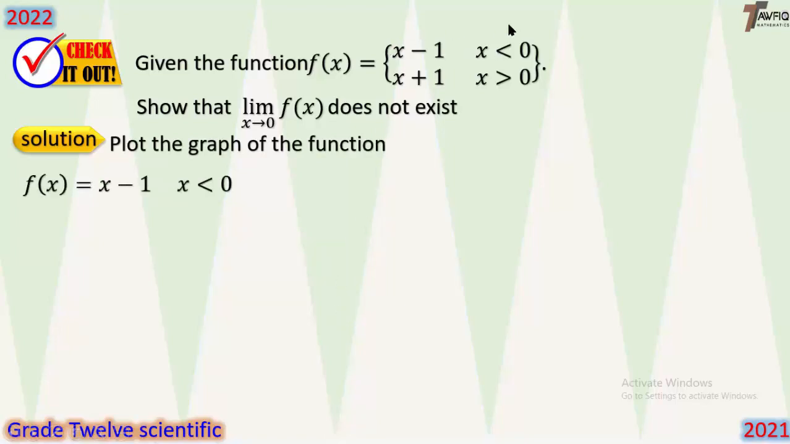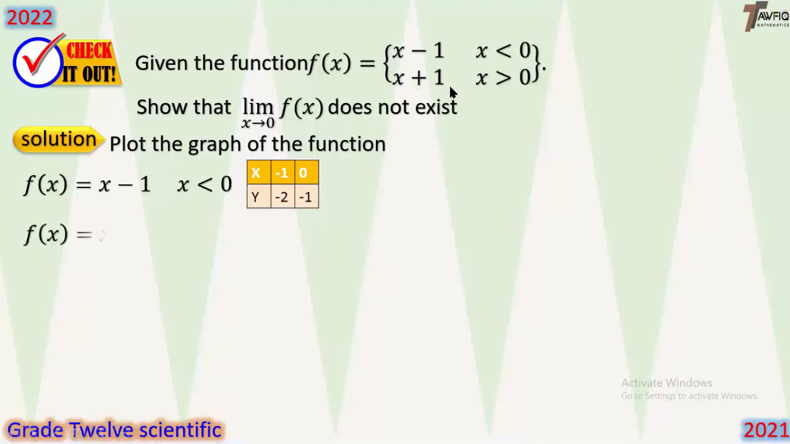Take the first type, f(x) equal x minus 1 when x is less than 0, and now we take 2 points. One of them is 0 and the other is less than 0. Let it be minus 1. Replace x with minus 1 here: minus 1 minus 1 is minus 2. And replace 0: 0 minus 1 is minus 1. Therefore, when x is minus 1, y is minus 2, and when x is 0, y is minus 1.